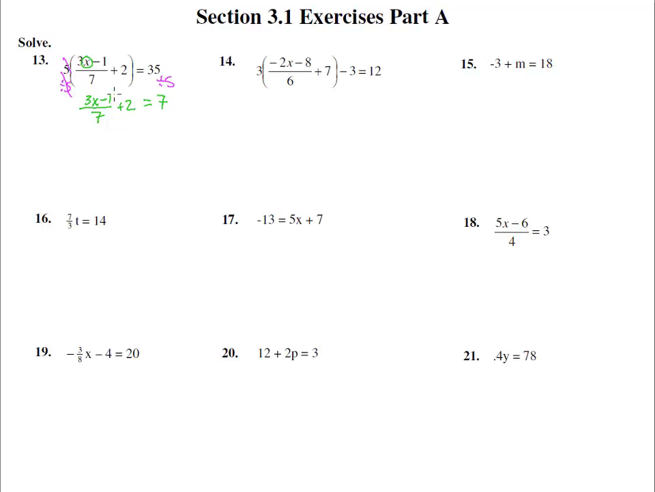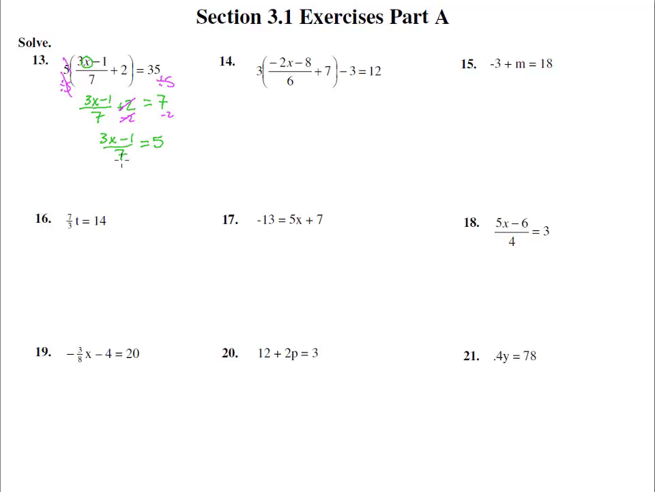Now let's get rid of the next outside piece, which is the 2 here. What's the opposite of plus 2? Minus 2. So we subtract 2 from there, subtract 2 from there, and this 2 over here cancels. Plus 2 minus 2 is gone. That's why we did it. So we now have 3x minus 1 over 7 equals 7 minus 2, which is 5.